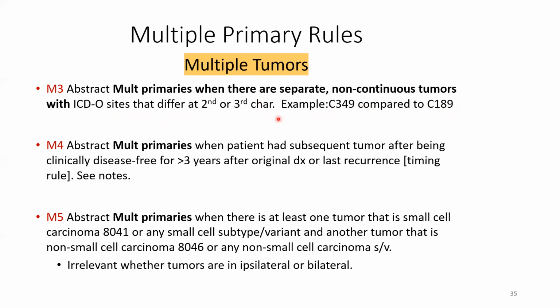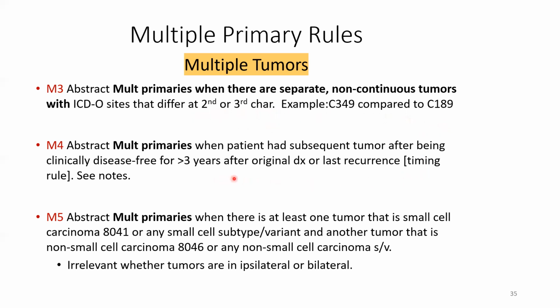So let's say you have a lung C34.1 and now you have a C34.9. It does not differ at the second or third character. So you say no and you keep going.